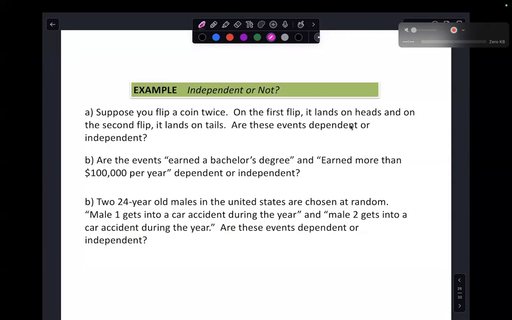Male two gets into a car accident during the year. Are these events dependent or independent? Right, they're independent because we're not likely, out of the whole US, to choose two 24-year-old males that are in each other's lives. I mean, it could happen, but it's not likely.